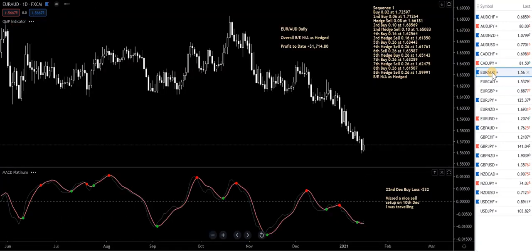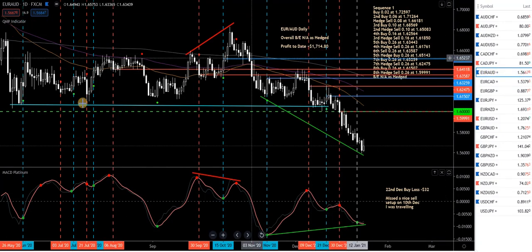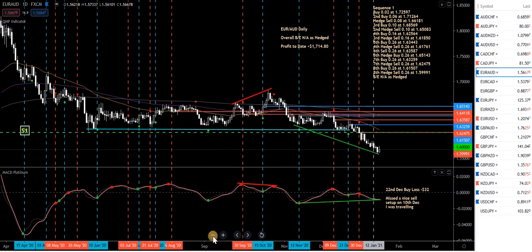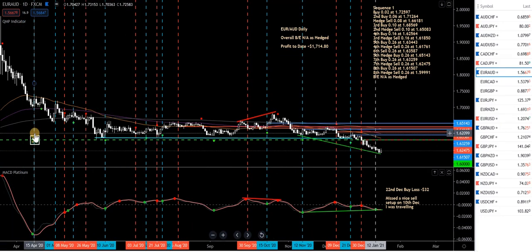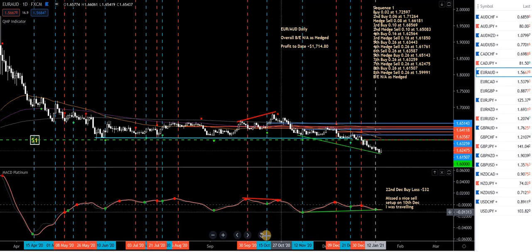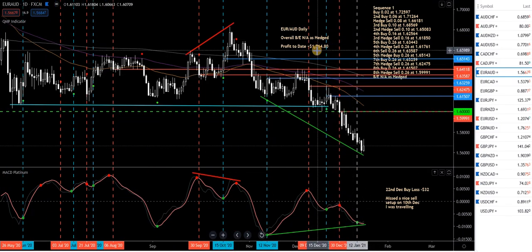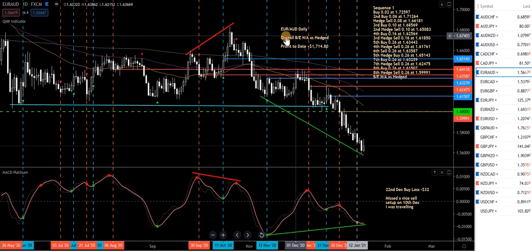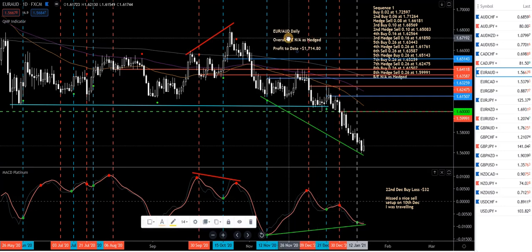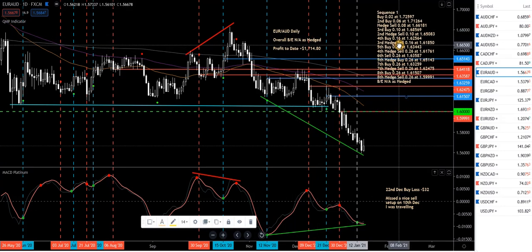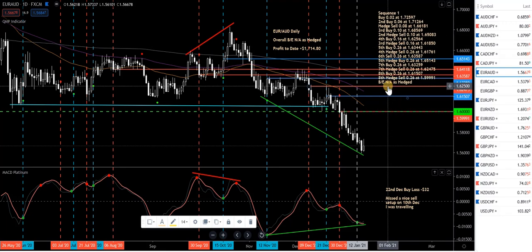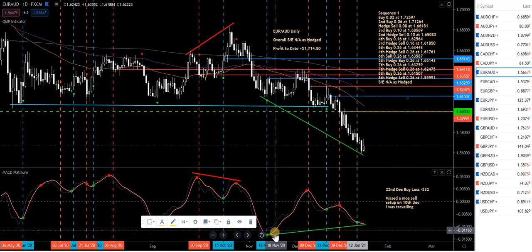Euro Aussie, not much happening here. Again, this is an old sequence from way back. Here's sequence 1, starts back here. I've just got to try and work my way out of them. Made some good profit, made 1,700 on this. At the moment, it's all hedged. You can see there, it's a bit hard to read, but it's hedged. Break even, not applicable, as hedge. So I've only got the one sequence.